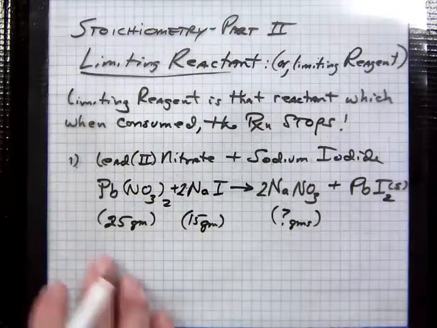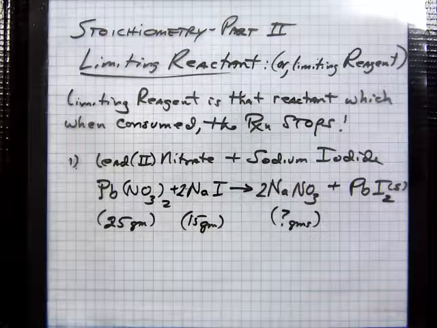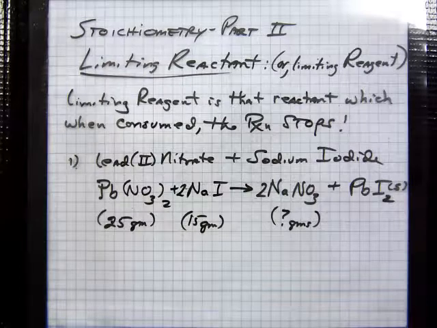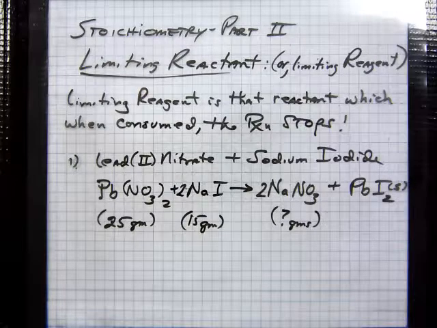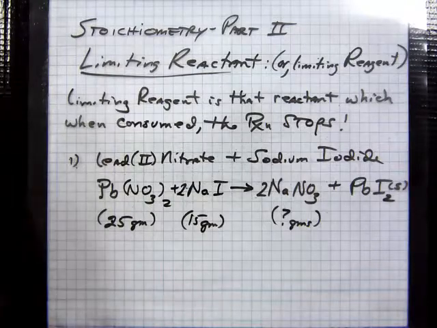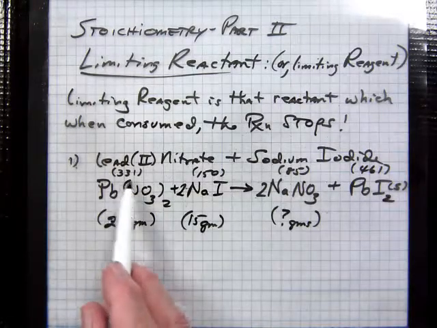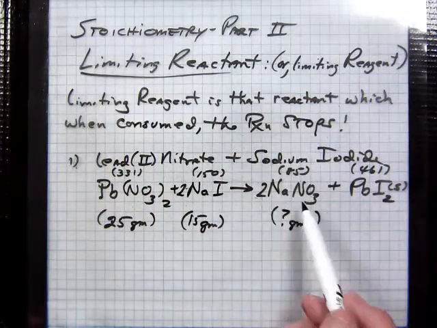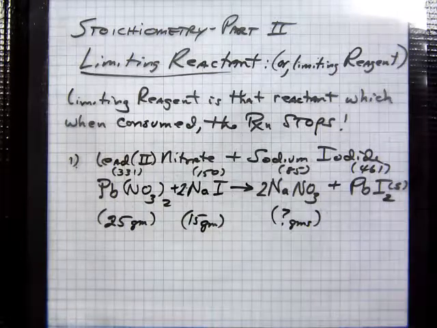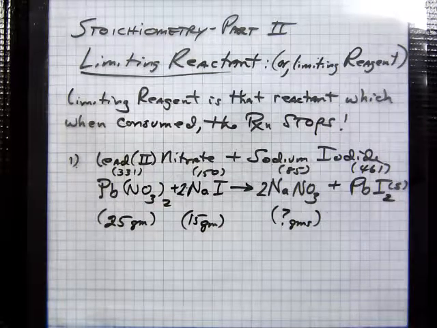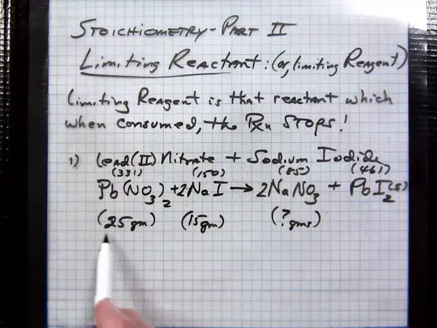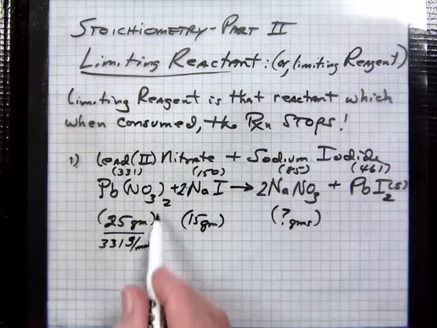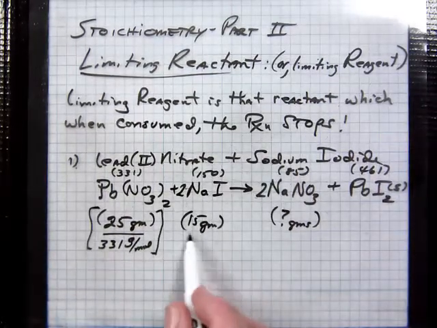All right. What's the first thing we do? It didn't change from what we did earlier. Take the data and convert to what? Moles. Grams to moles is what? Divide by formula weight. Okay, 331 for lead nitrate, 150 grams per mole for sodium iodide, 85 for sodium nitrate, and 461 for lead iodide. So the idea on the given is divide by formula weight.